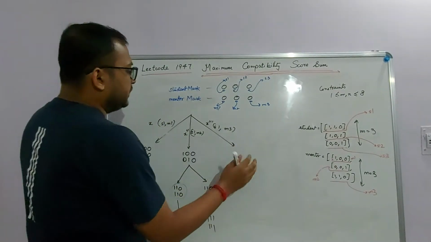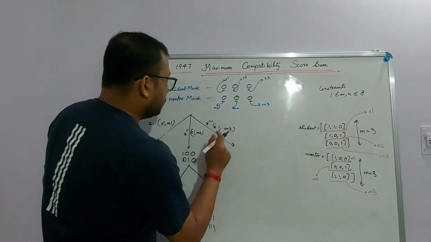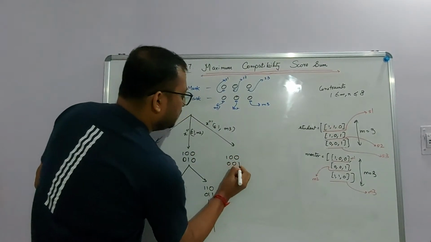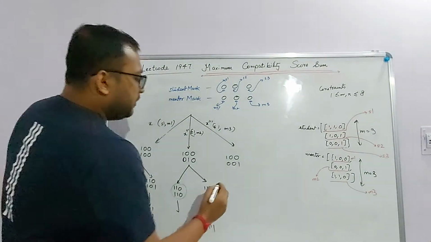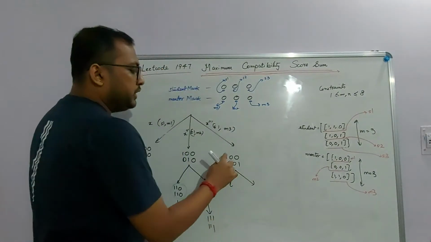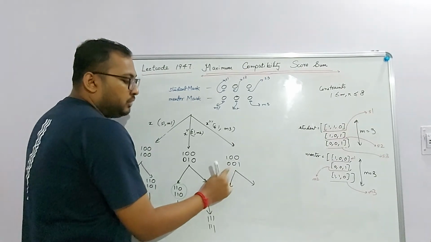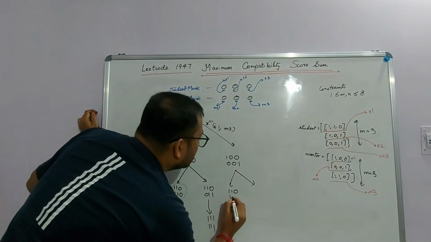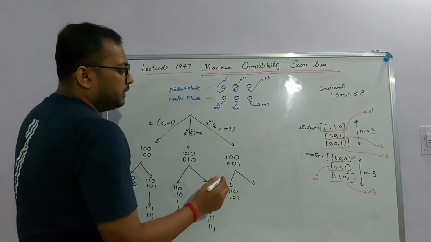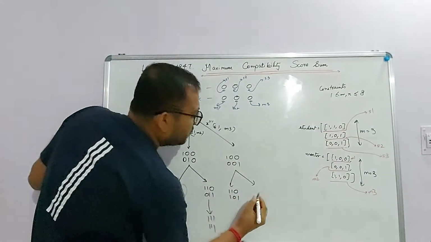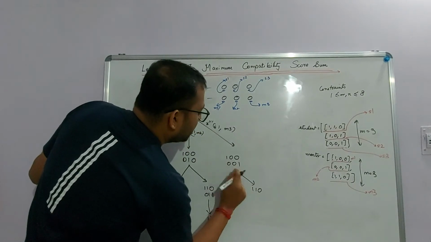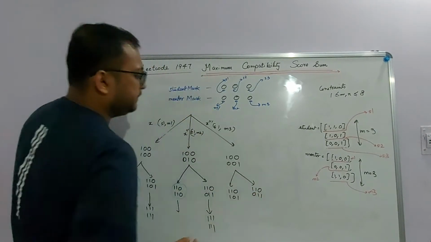Next, let's go to this. So we have student 1 and mentor 3. So we have 1 0 0 and we match it against the third mentor. What are the next possible states? We have student 2 and we want to match it against mentor 1 or mentor 2. So we have 1 1 0 and we take 1 0 1. Okay, we also match it against this one. So we have 1 1 0 and we match it against this. So we have 0 1 1.